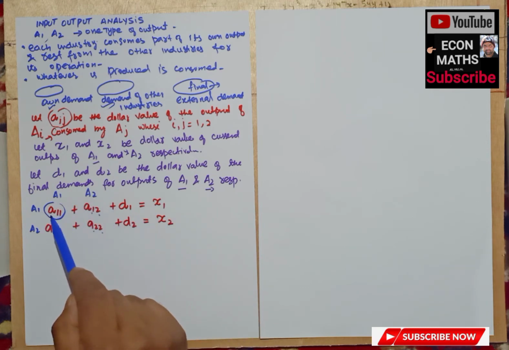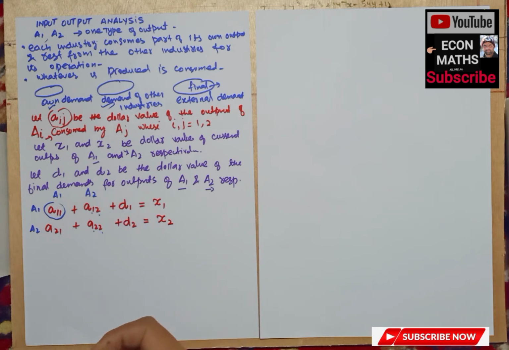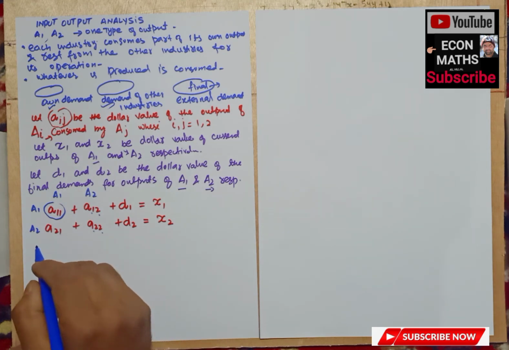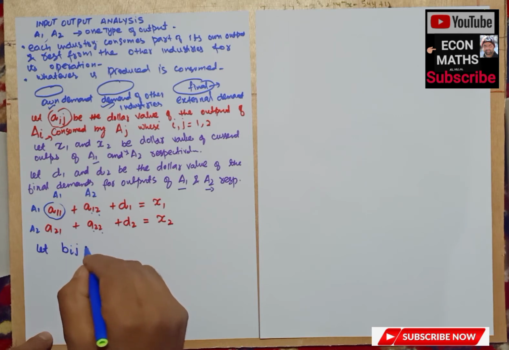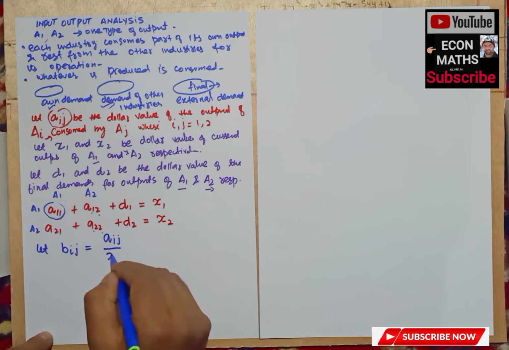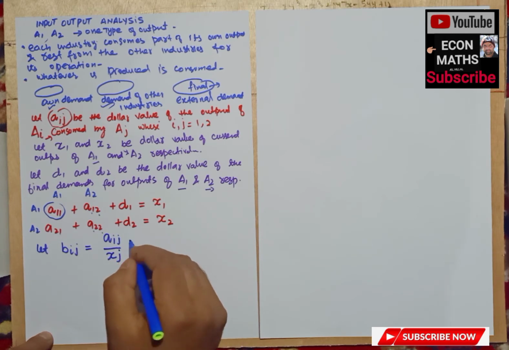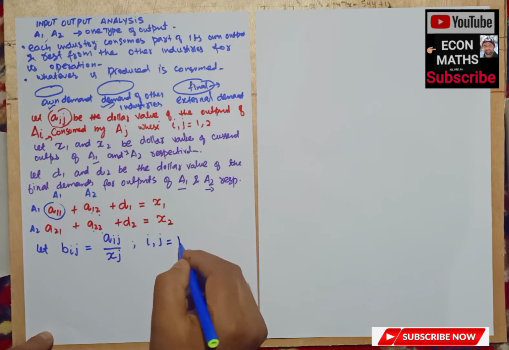This is the inter-industry demand, and this is the final demand which comes from the household sector. Okay, I hope I make myself clear until this point. Now let us define another thing. Let Bij be equal to Aij divided by Xj, where i, j equals 1, 2.